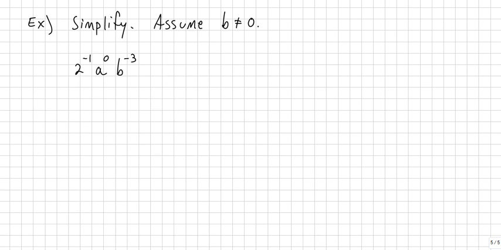Alright, let's do one more. b can't be 0 in this case, and we'll see why here in a second. So 2 to the negative 1, we would flip that, make the exponent positive. Anything to the 0 power is 1. And b to the negative 3, we're going to flip that, make it positive. And that's why b can't be 0, because you'd have 0 cubed, which would give you division by 0, and that's never allowed. So multiply those all back together, and you get 1 over 2b cubed.